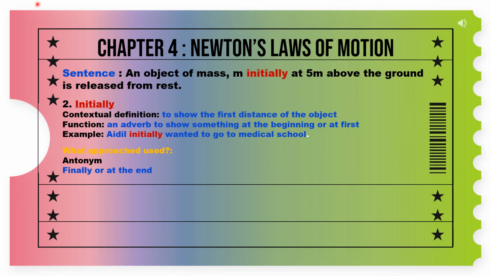Second word is initially. An object of mass m initially at 5 meters above the ground is released from rest. Contextual definition: to show the first distance of the object. Function: an adverb to show something at the beginning or at first. Example: Aidil initially wanted to go to medical school. Antonym for initially is finally or at the end.